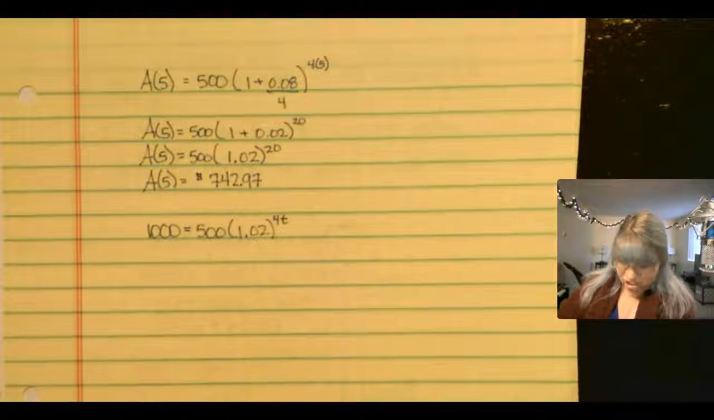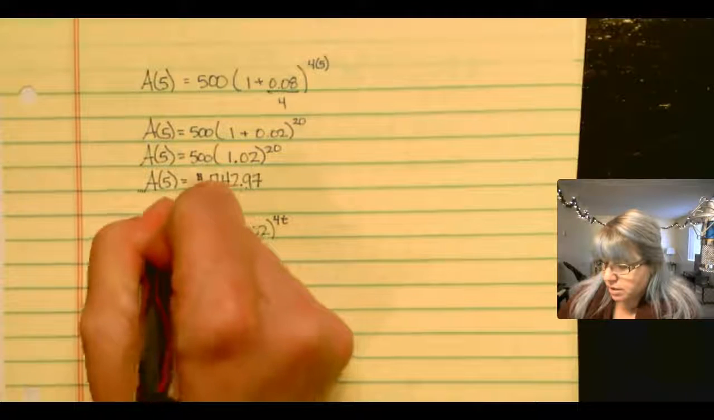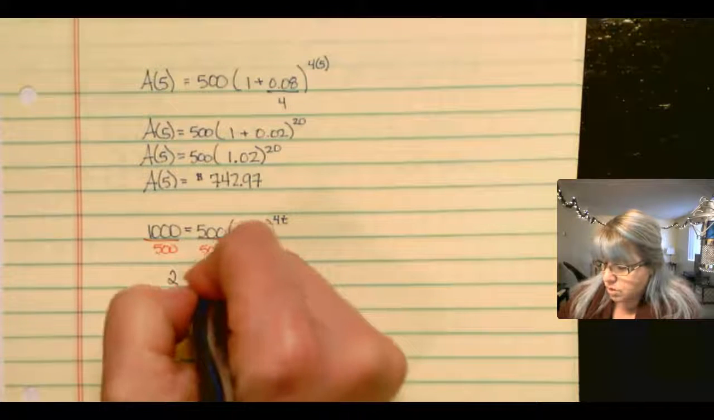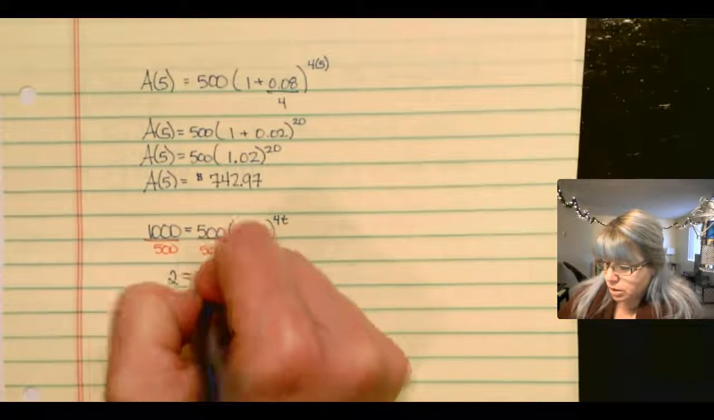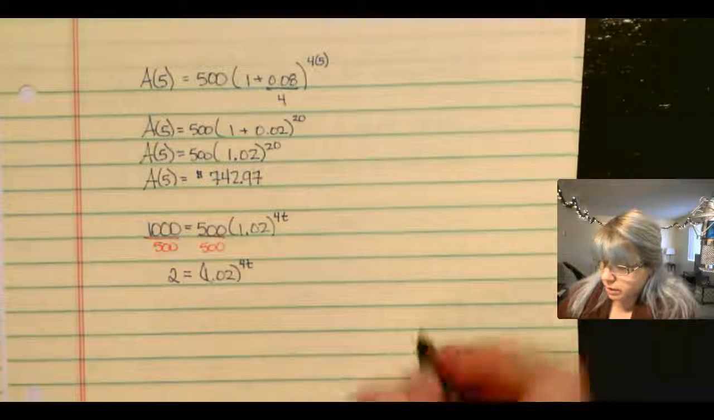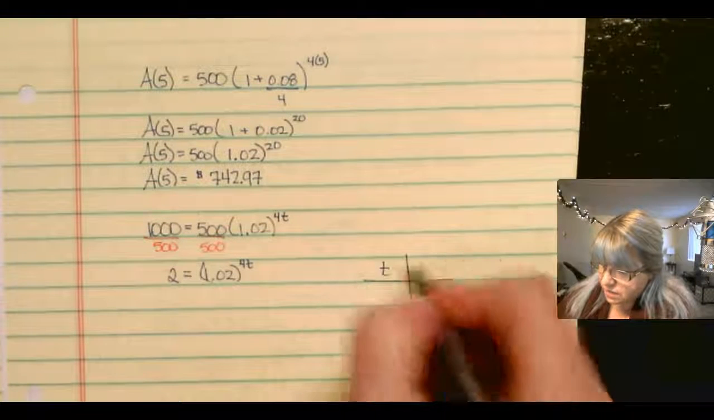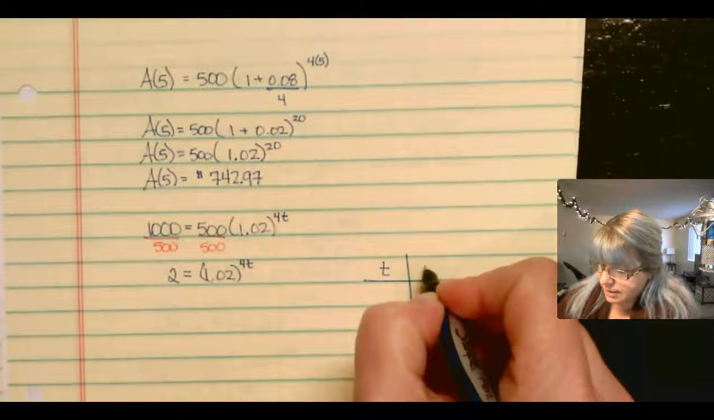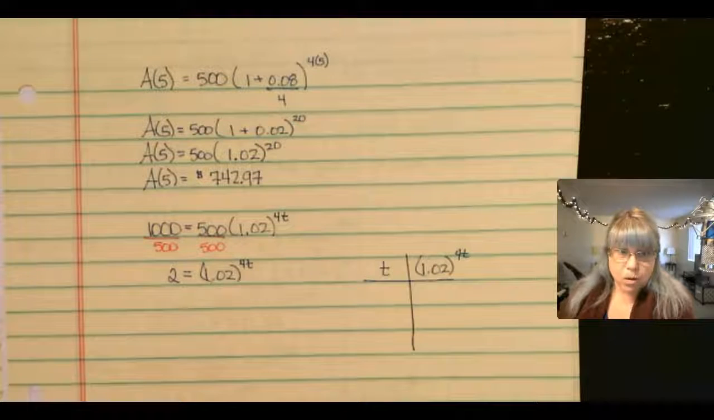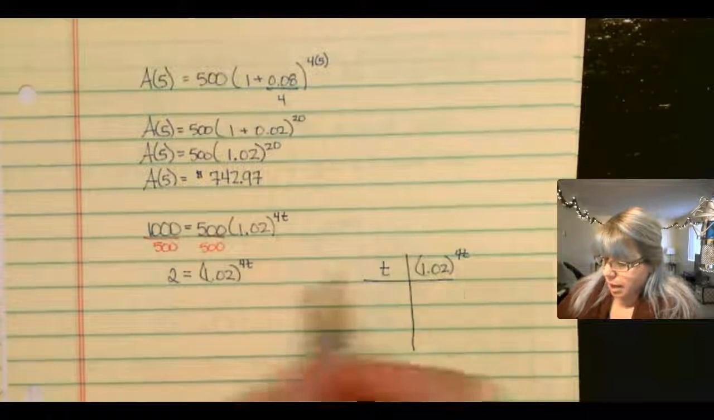All right, so there's a couple things that I can do here to try and solve for t. 500, let's divide each side by 500. That means 2 equals 1.02 to the 4t. Okay, so here's what we're going to do. We're going to try and figure this out. I'm going to give some values of t's, and then we're going to figure out what 1.02 to the 4t will equal. There's no magic way of plugging this into the calculator, so I can get pretty close.